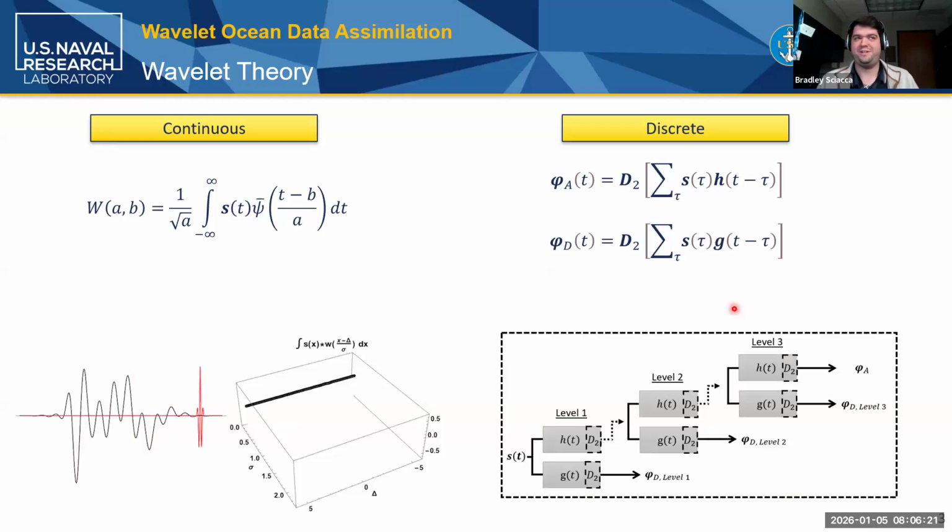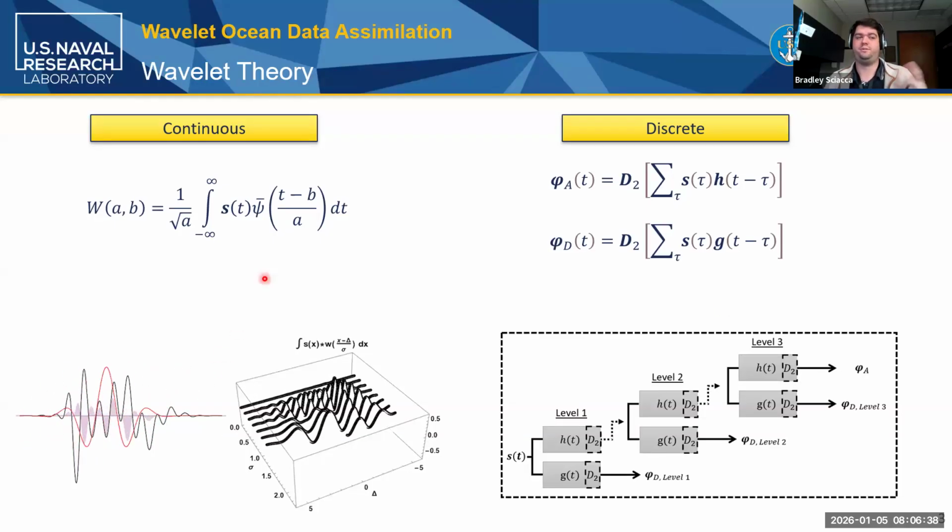So what is the wavelet transform? Not a lot of people are familiar with this, but more people are familiar with its, I guess you could say, cousin, the Fourier transform. The Fourier transform is when you take a signal and represent its frequency information or its spectrum. The wavelet transform is doing the same thing, as you can see here in the continuous form.